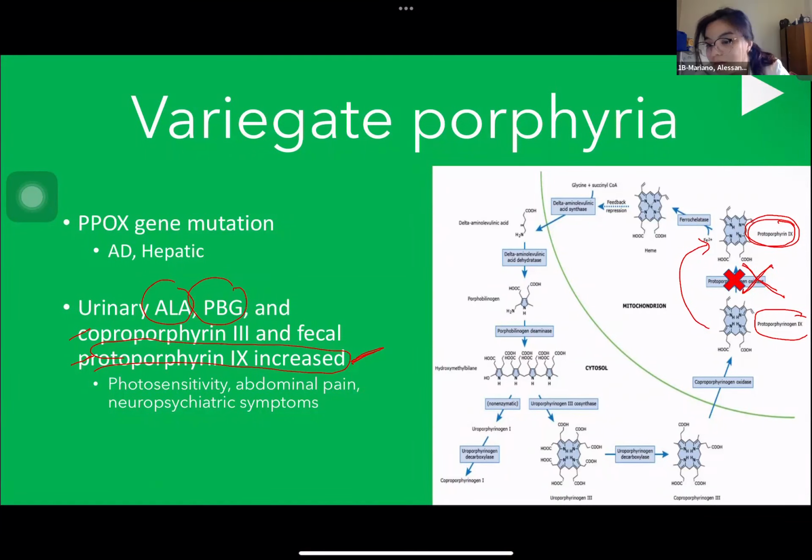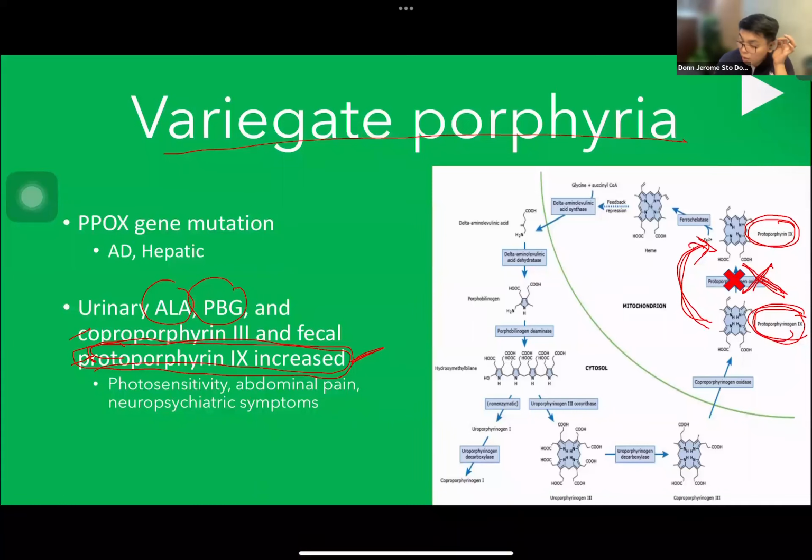Doc, ano po ulit yung tanong po? Sige. So in variegate porphyria, the problem is in your protoporphyrinogen oxidase. That enzyme converts protoporphyrinogen to protoporphyrin. But it says here you will have elevation of protoporphyrin 9. Why would you have elevation of protoporphyrin 9 when you cannot convert protoporphyrinogen to protoporphyrin?